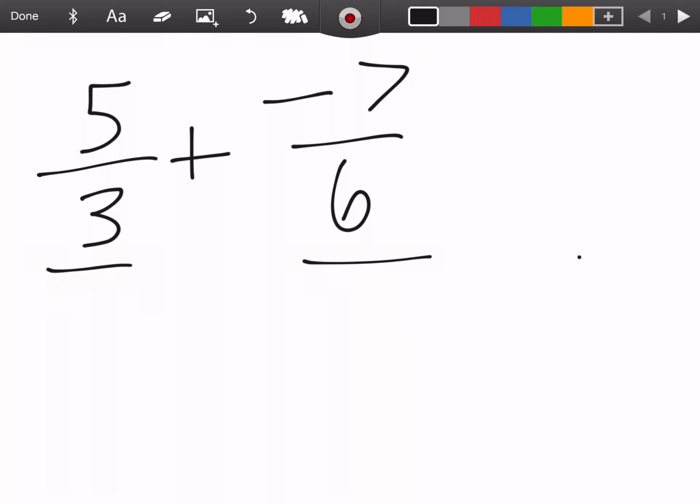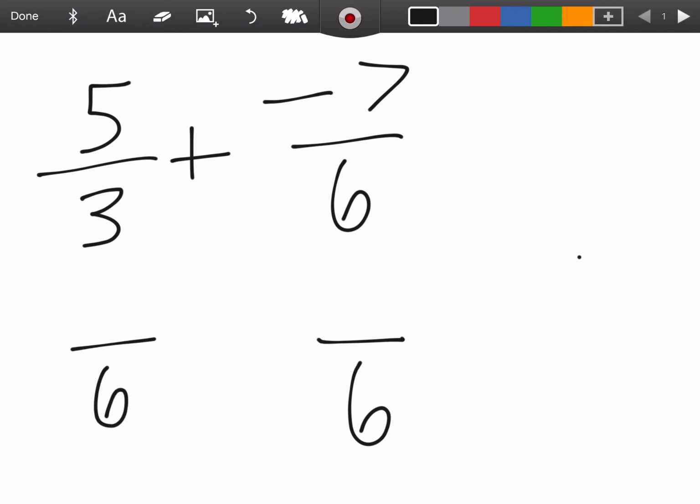3 and 6, are the same number. So we want to make sure they're the same number. So we've got to ask ourselves, what's a common number that 3 and 6 both go into? One we could say is 6, so we could use 6, for example. The -7/6 over here on the right already has 6 on the bottom, so it can just stay the same.